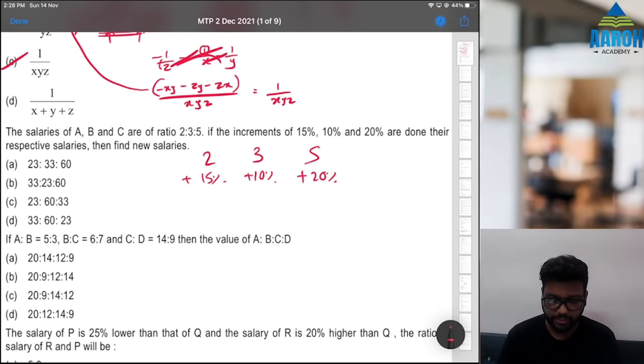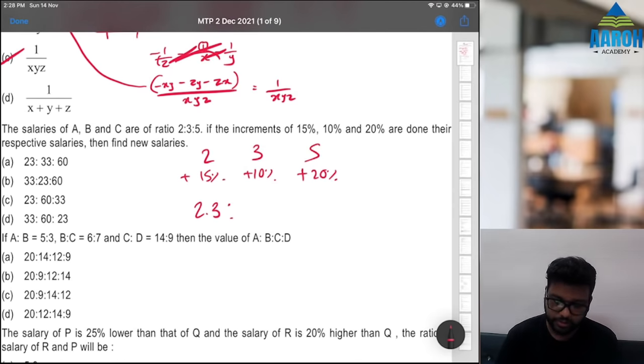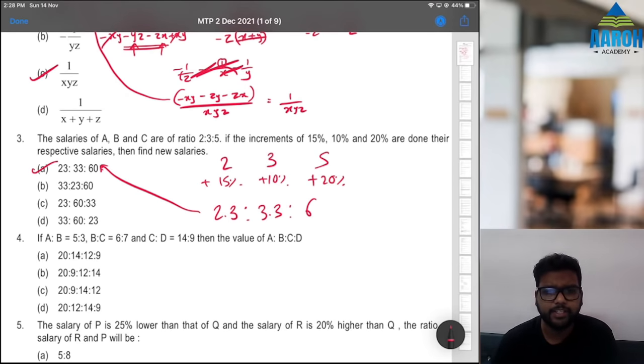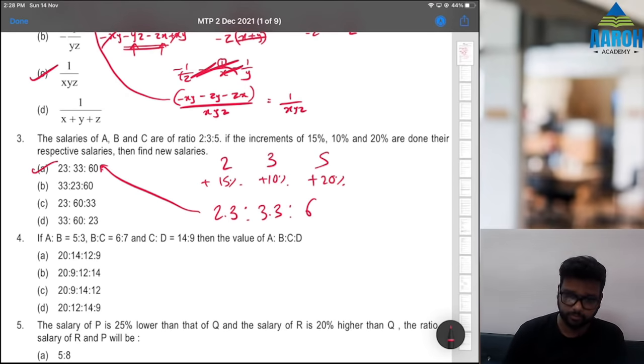2 plus 15% is 2.3, is to 3 plus 10% is 3.3, is to 5 plus 20% is 6. So 2.3 is to 3.3 is to 6. If you observe, this ratio matches. Check: 23, 33, 60. They are just multiplied by 10. So that is the answer.